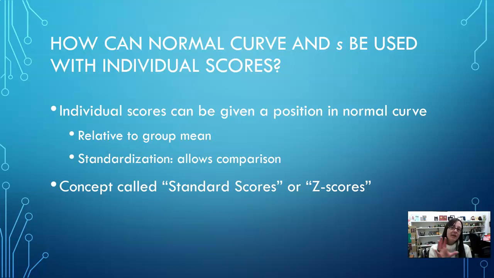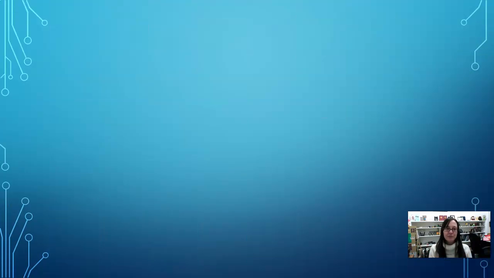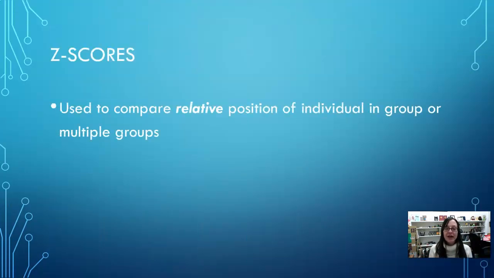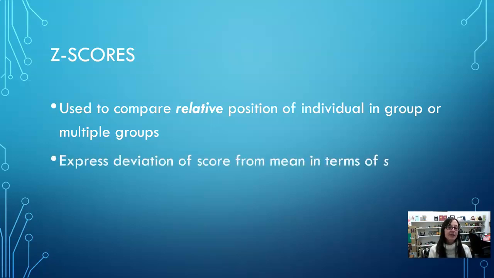So we can look at how this class did on this test, and how this class did, and you can see where you fit regardless of which class you were in, for example. So let's talk Z-scores. Z-scores are used to compare the relative position of an individual in either a group or within multiple groups. Essentially, a Z-score expresses the deviation of a score from the mean in terms of S.